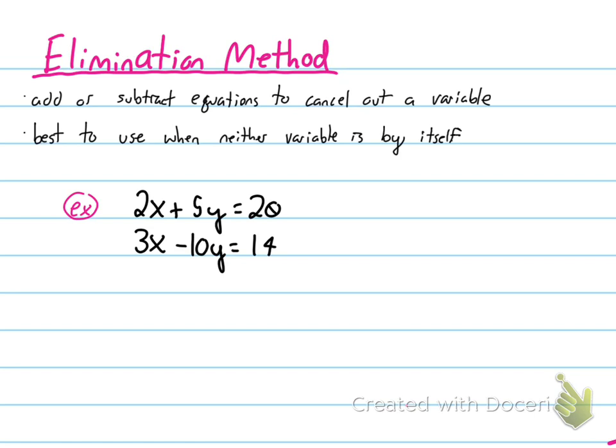For example, let's say I had something like 2x plus 5y equals 20, and then 3x minus 10y equals 14. Again, we have to use either substitution or elimination because I have two variables or two unknowns. But I don't have an x equals or y equals, so elimination is going to be easiest here.